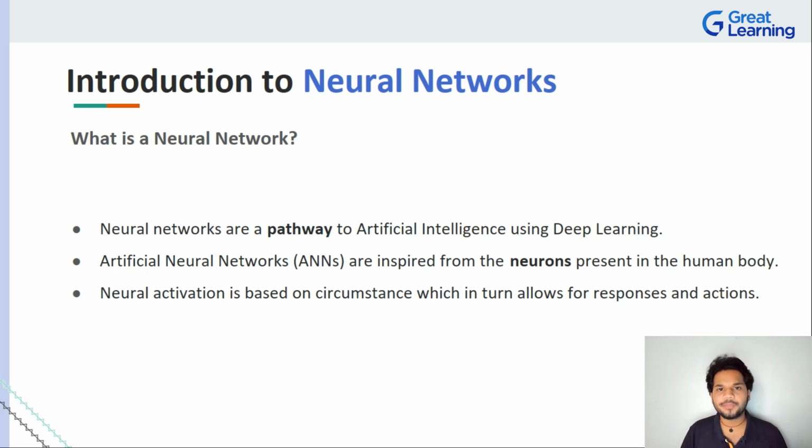Now, coming to the topic itself, when we talk about neural networks, what are these neural networks and why do we require them? Well, the most important thing to understand about a neural network is that it is us trying to get to artificial intelligence. Us trying to achieve artificial intelligence is through these concepts called neural networks. These networks are nothing but things that are trying to emulate how a human brain works.